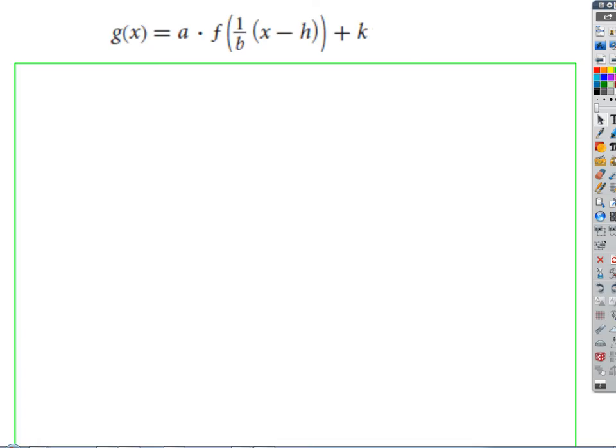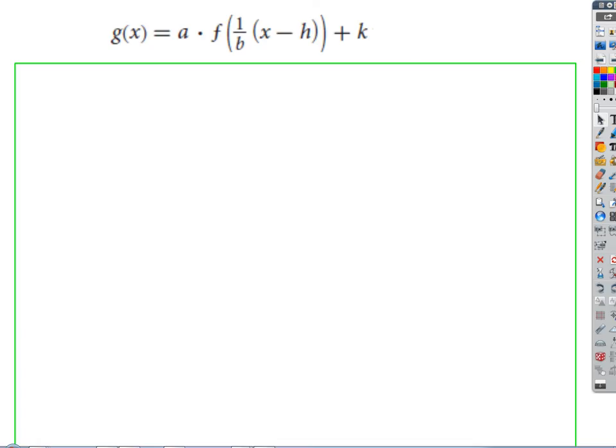Okay, which one of those parameters up there tells us how much we're stretching or shrinking a graph vertically? A does, right? So if A is, for example, 3, then we're going to stretch every point up by a factor of 3. How would we shrink it vertically? 1/3. 1/3, right? We're going to make every y value 1/3 as big as it was previously, so we compress it vertically.